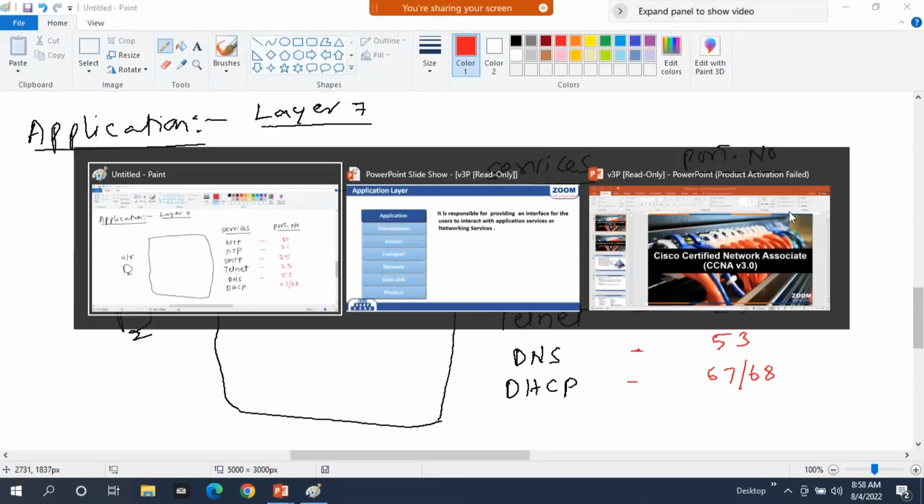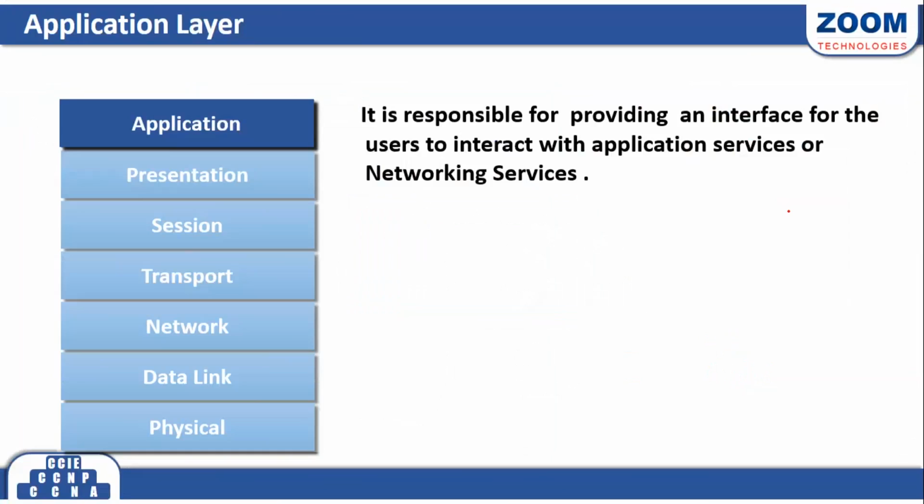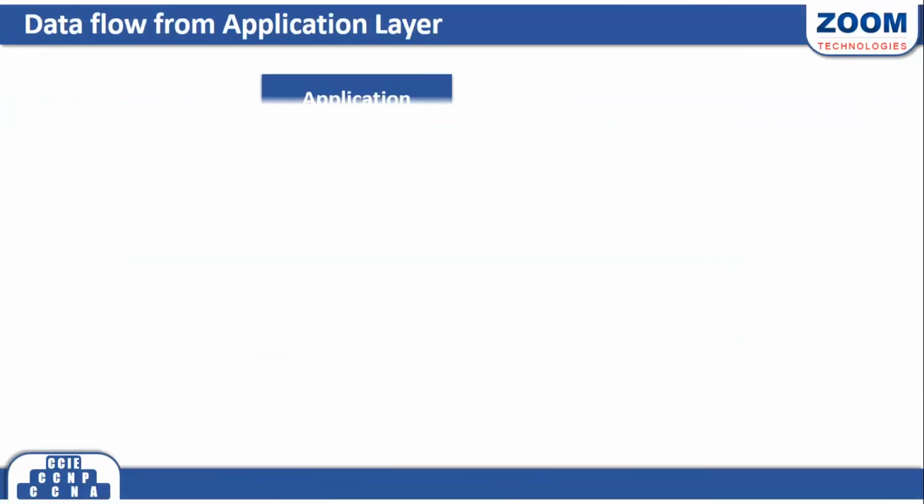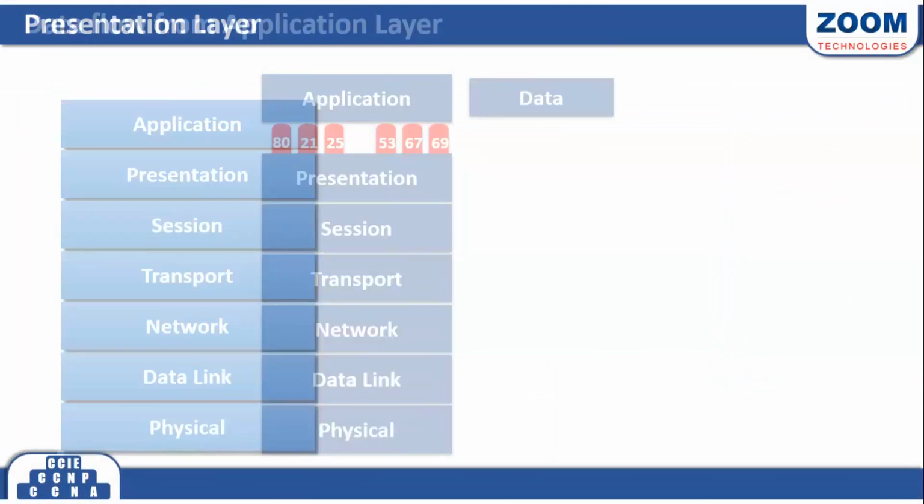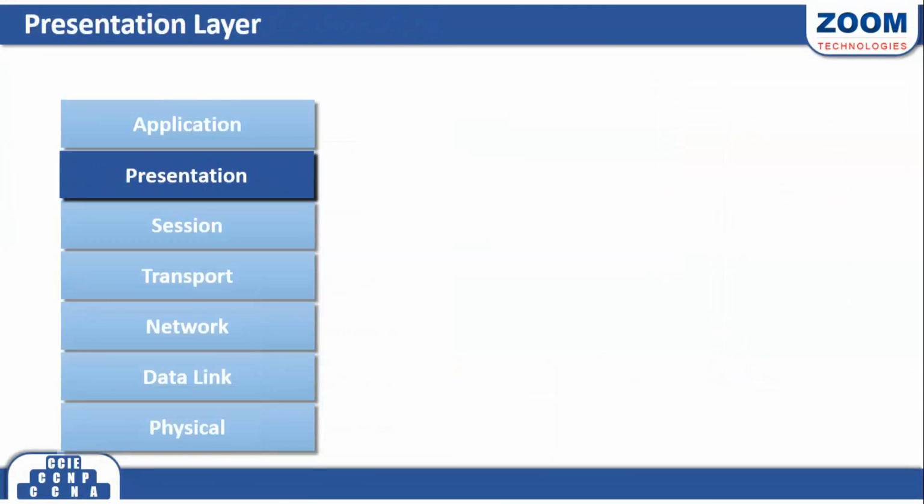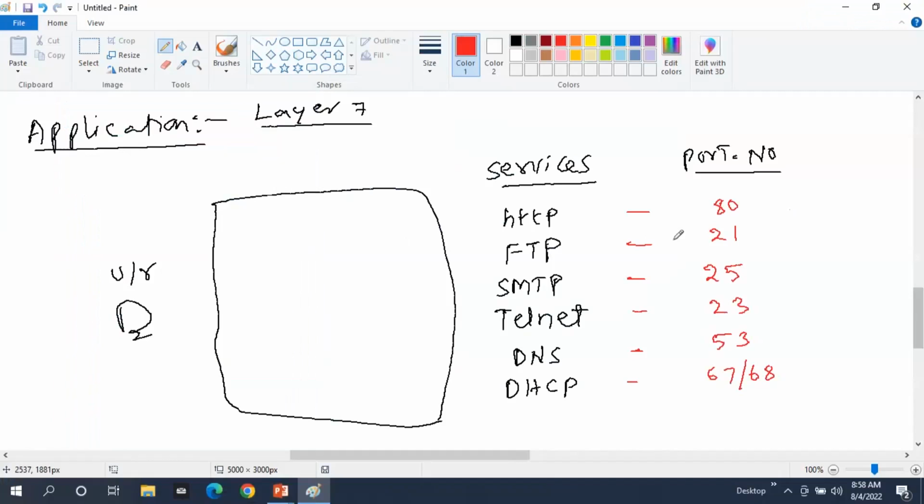So this is all about the application layer. Now data flows from the application layer, and every service is identified by port numbers. So data flows to the next layer, what is it? Presentation layer. So what is the responsibility of the presentation layer? The name itself says presentation: data presenting, representing.